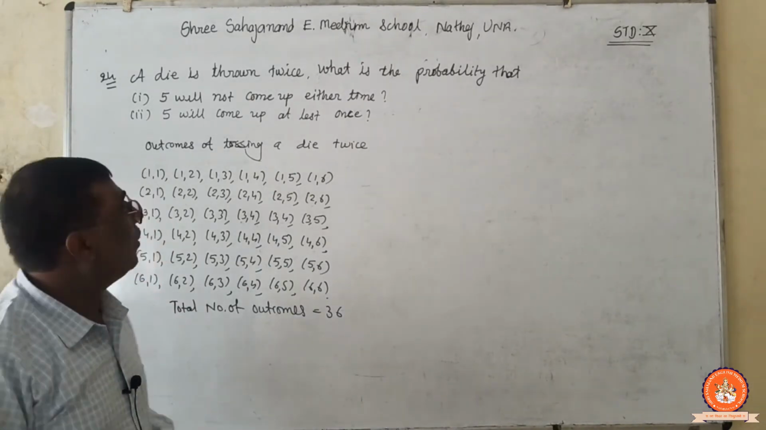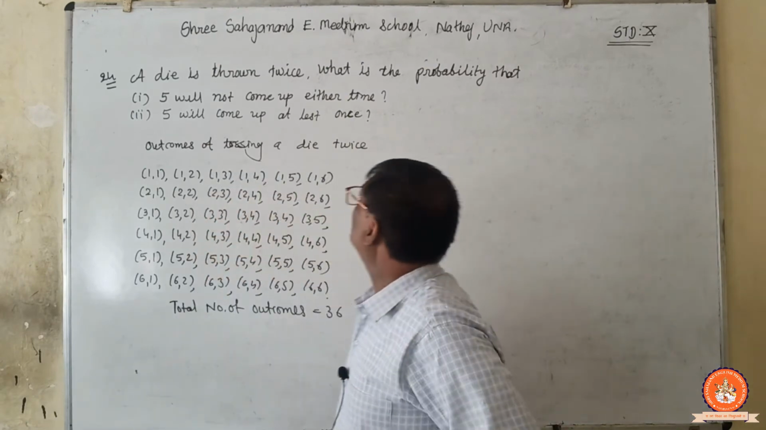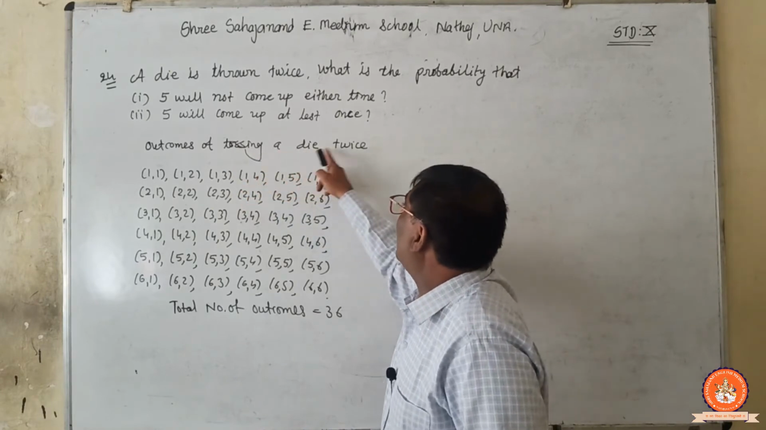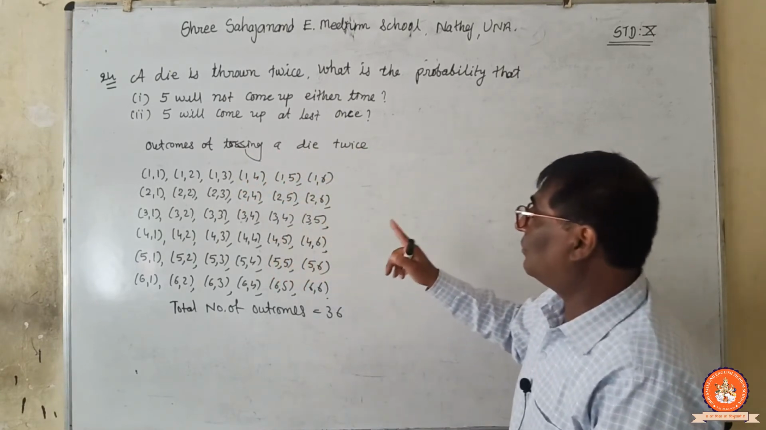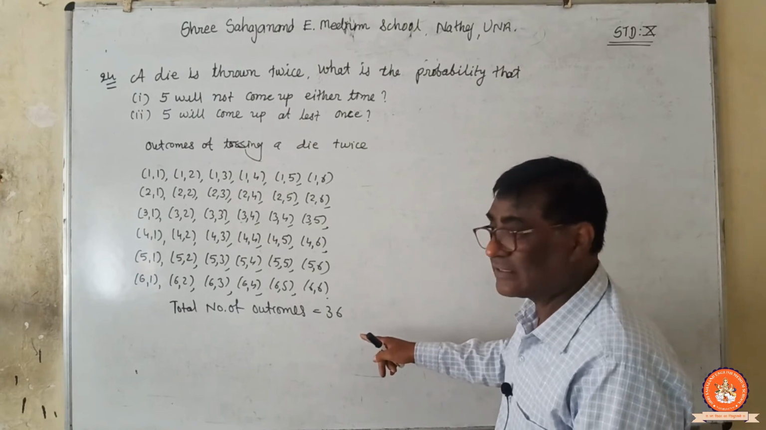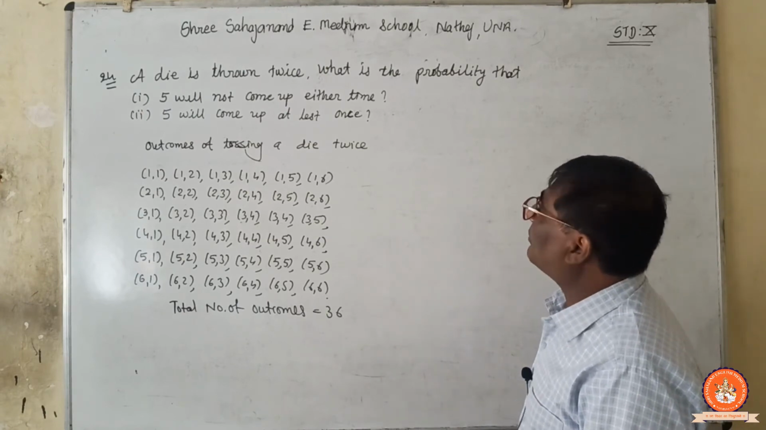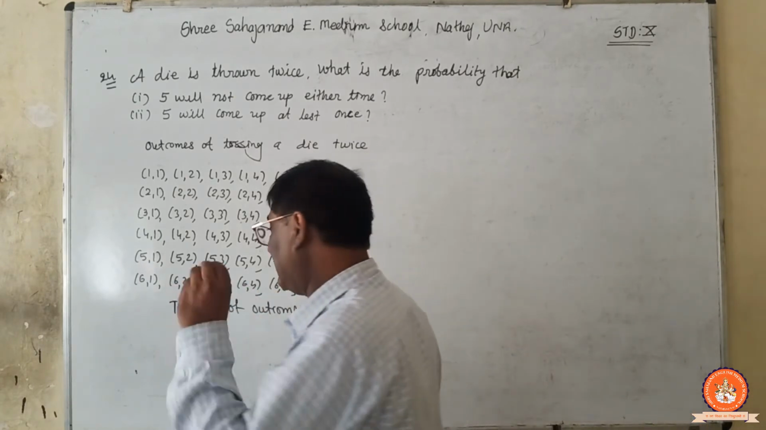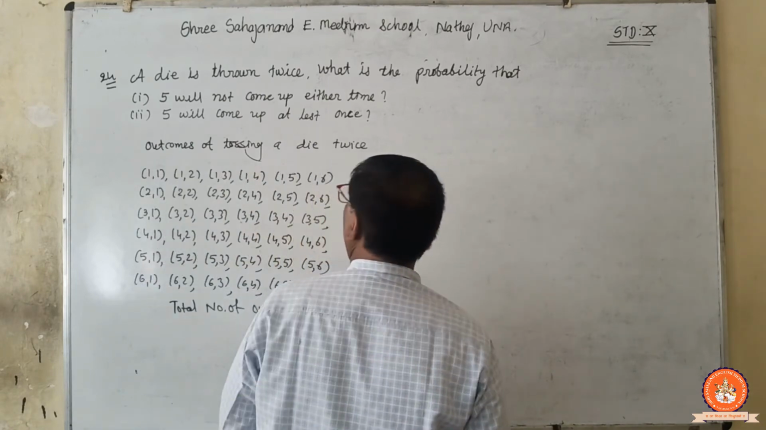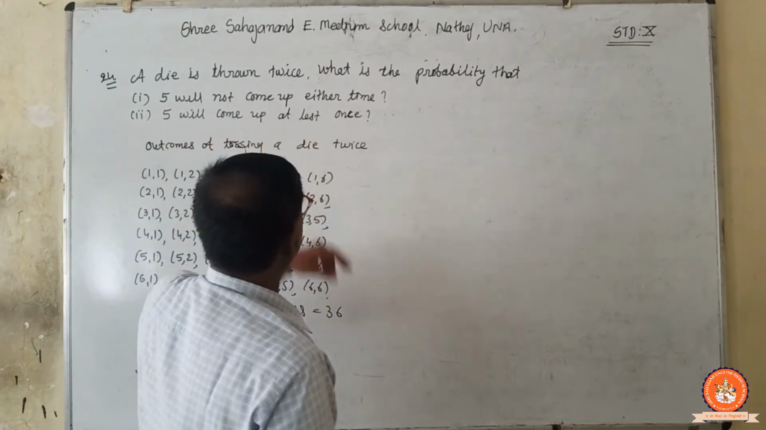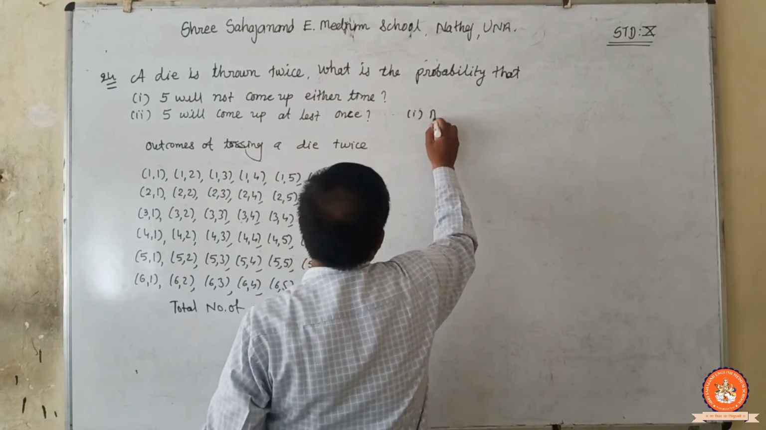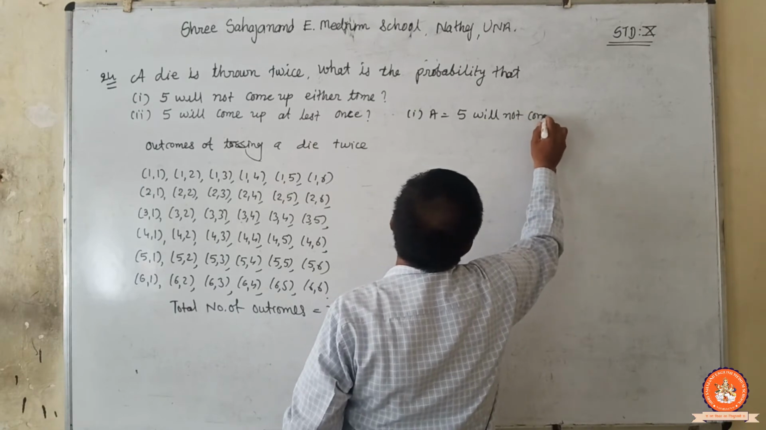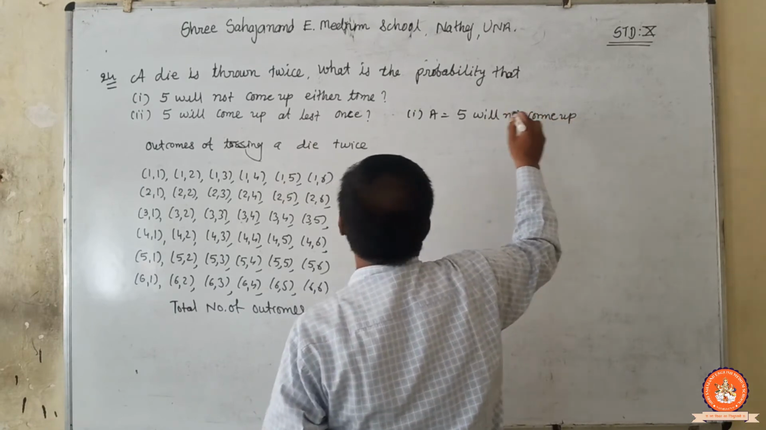Now question number 24. A die is thrown twice. So the outcomes of tossing a die twice are like this: 1 1, 1 2, 1 3, and up to 6 6. 36 total number of outcomes are there. What is the probability that 5 will not come up either time? We have to find the probability that 5 will not come up even once. A is the event that 5 will come up at least once. So A-bar is the event that 5 will not come up either time.